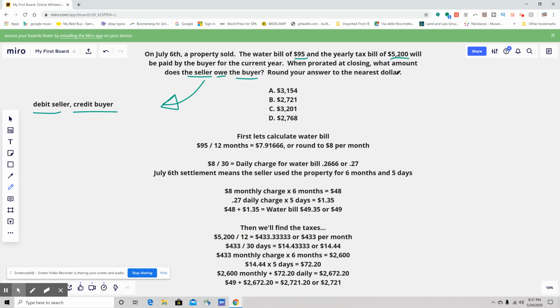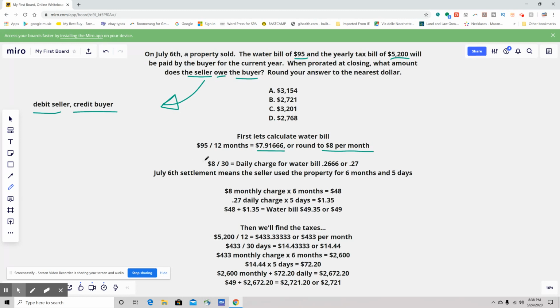We're also working off of a 30-day month, so understand that in banking terms when we're prorating. We're talking in a calendar year, 30 days in a month, regardless of how many days are in the actual month. So first, let's take the water bill. The water bill is $95 for the year. We take 95 and divide it by 12, and we come up with a monthly charge. We're at $8 a month if we're rounding.